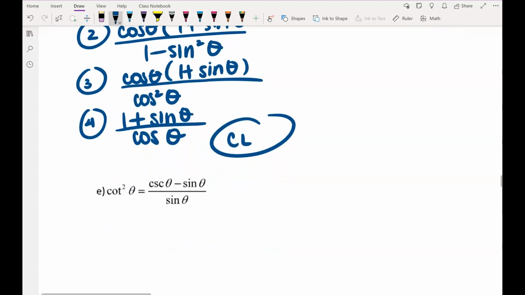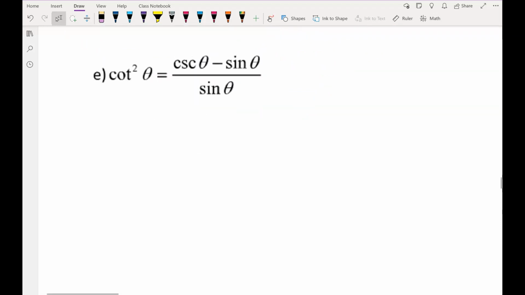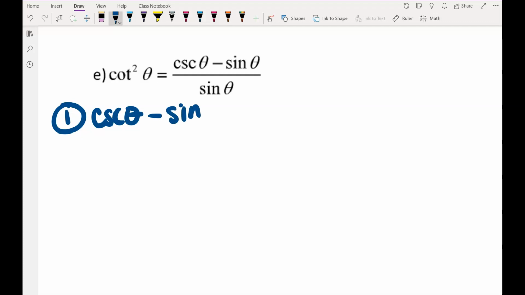All right, let's do E. Which side are you starting with? The right. Okay, yeah. This is our only right so far. So cosecant of theta minus sine of theta. Okay, I'm going to give you guys 2 minutes to give it a shot. When you're done with that, go to the last one.